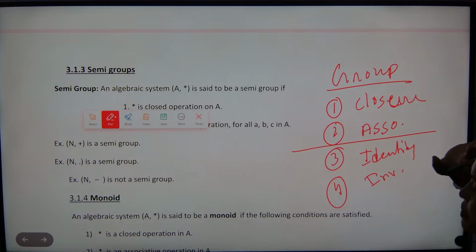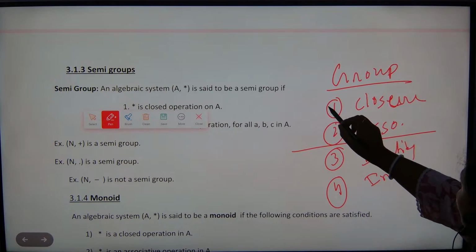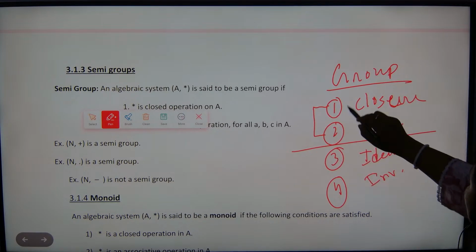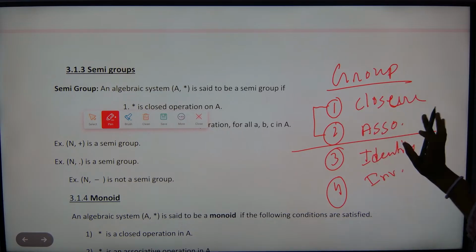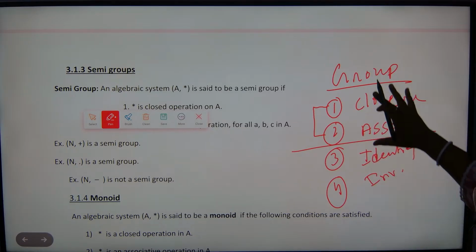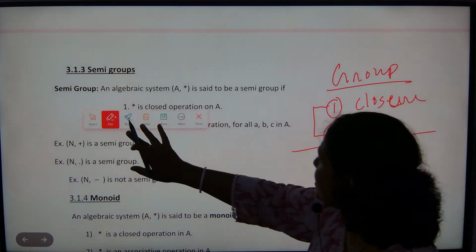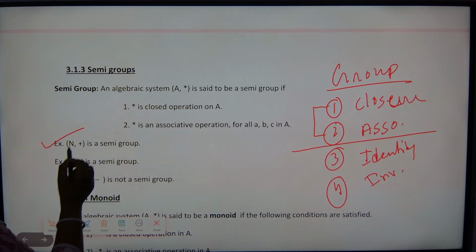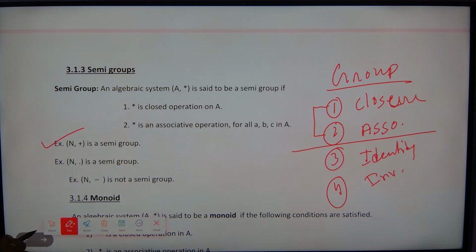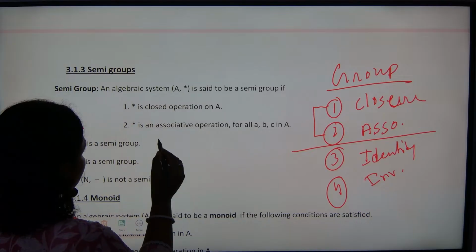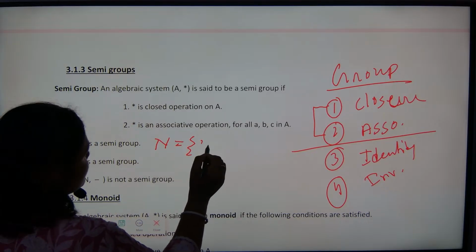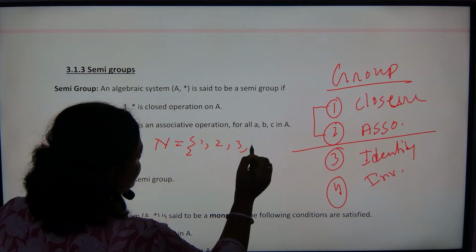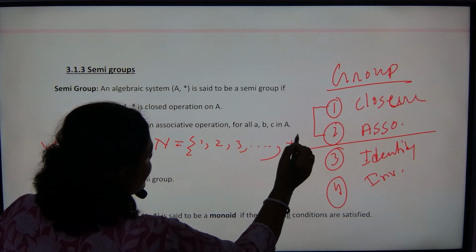Simply, if we have a set with only these two rules, and it doesn't have identity and inverse, then that set is called a semigroup. Got it? Just like this, the natural numbers N with plus. This natural number set 1, 2, 3, with the plus sign.